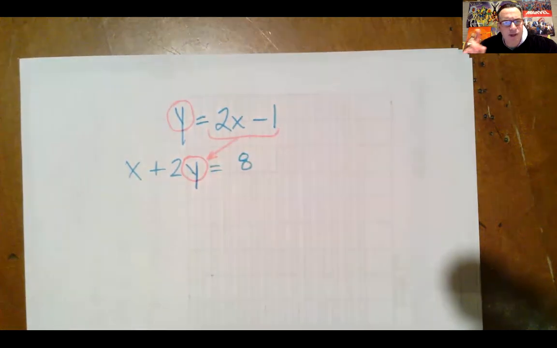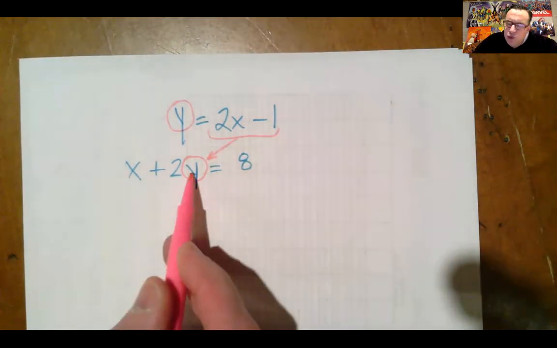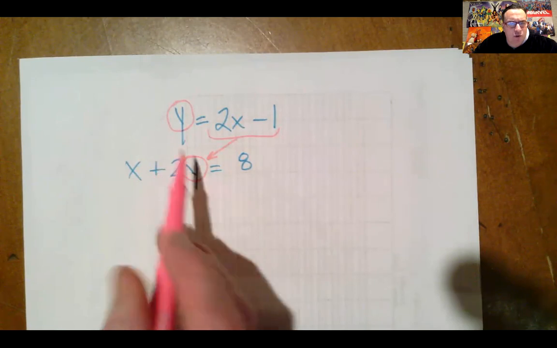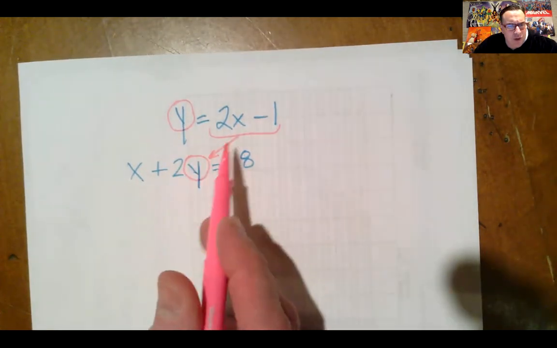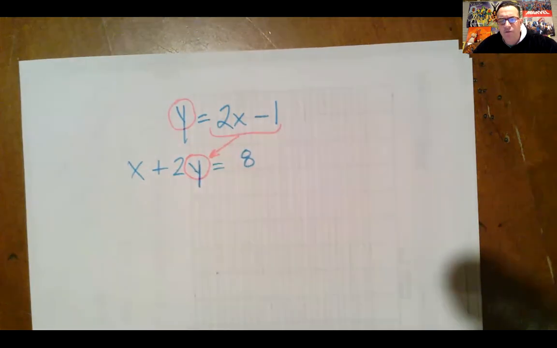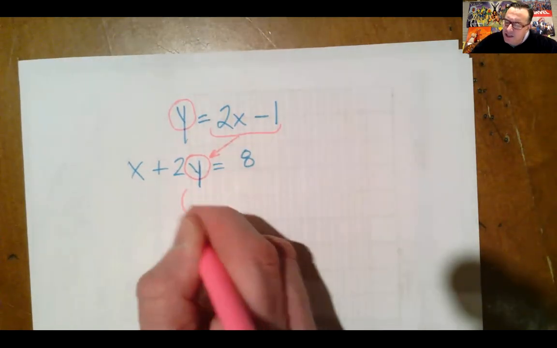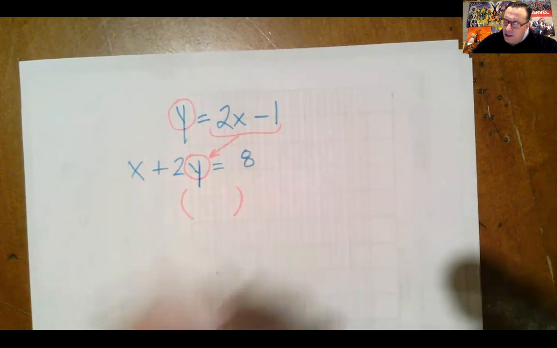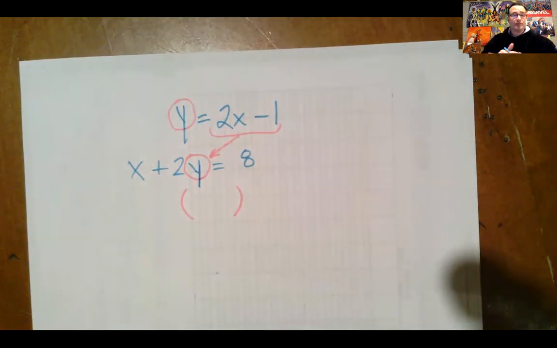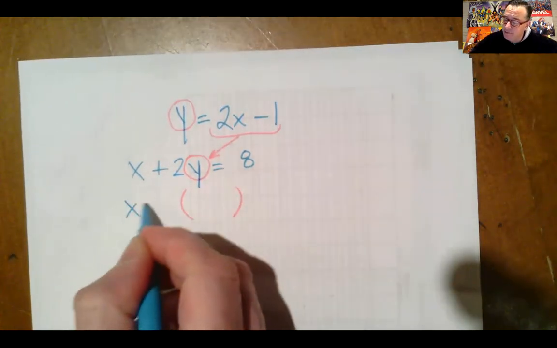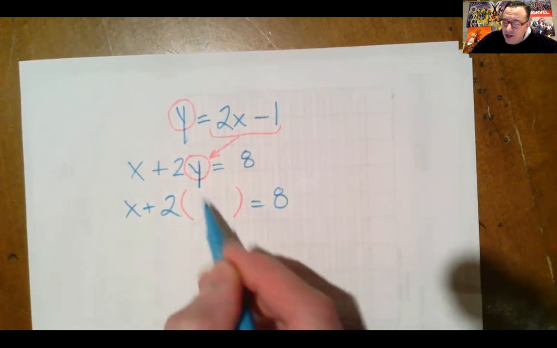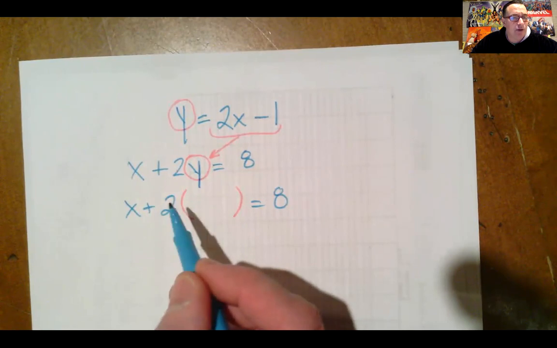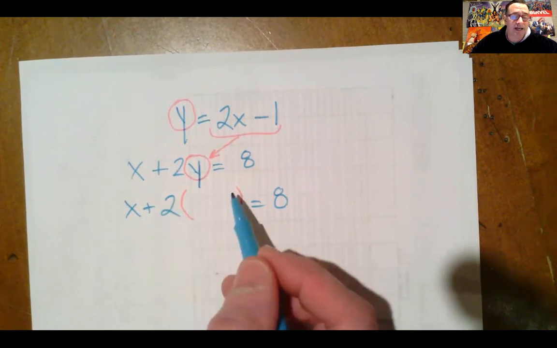Now, I want to point something out, guys. This y has a number in front of it. It's called a coefficient. Anytime you have anything with the y, or with the thing you're substituting in, you've got to use parentheses. And here's the reason why. Everything else here, x plus 2 equals 8, has to stay the same, including 2 times whatever that y is.